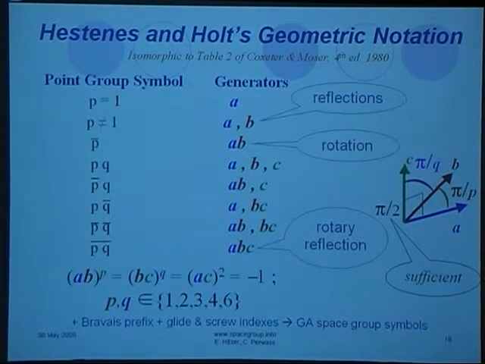Okay. And then to get the full notation, you use a Bravais prefix to tell if it's a primitive cell or face-centered cell, etc. So that means to have possibly extra translations, fractional translations, and then you add some notation to indicate if there is a glide reflection or a screw, and then you get the full geometric algebra symbol.